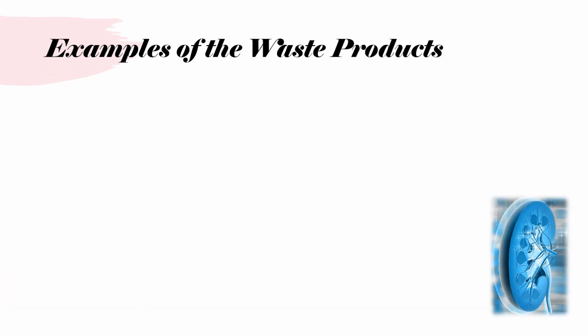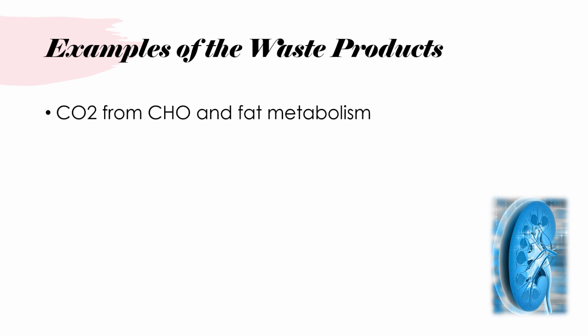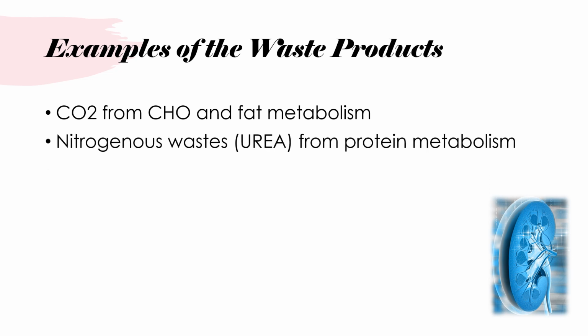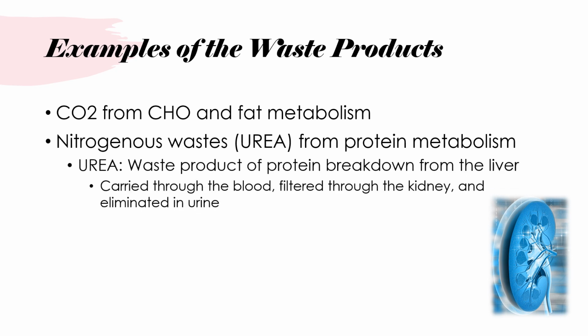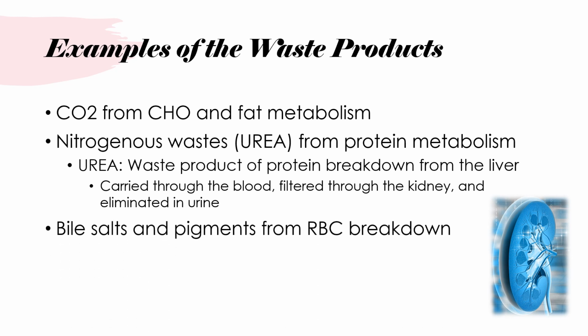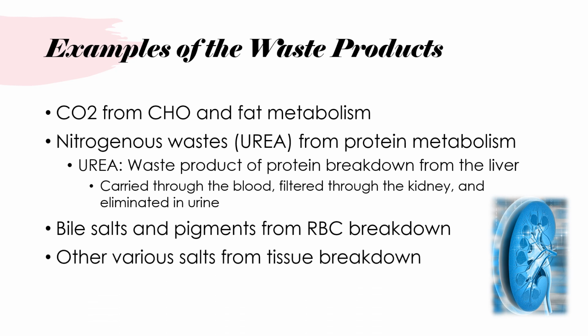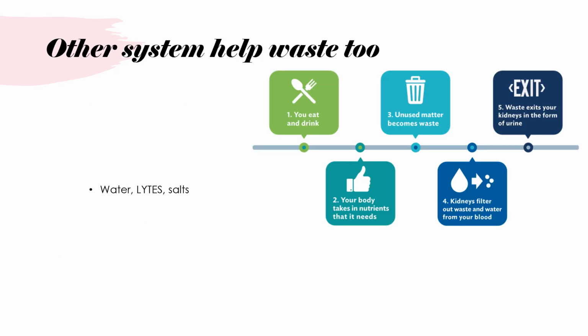So, some examples of the waste products. We have CO2 from carbohydrate and fat metabolism. We also have nitrogenous waste like urea from protein metabolism. Note that urea is a waste product of protein breakdown from the liver specifically. It's carried through the body, it's filtered through the kidney, and ultimately it's eliminated in the urine. Now, bile salts and bile pigments from red blood cell breakdown is another form of a waste product. And then we have other various salts and tissue breakdown that's occurring.